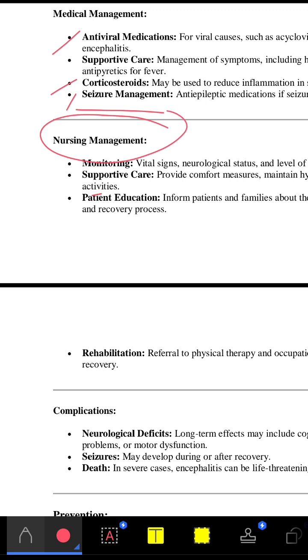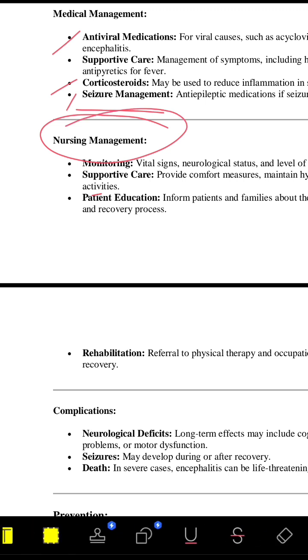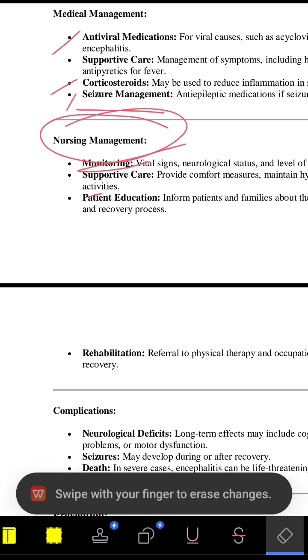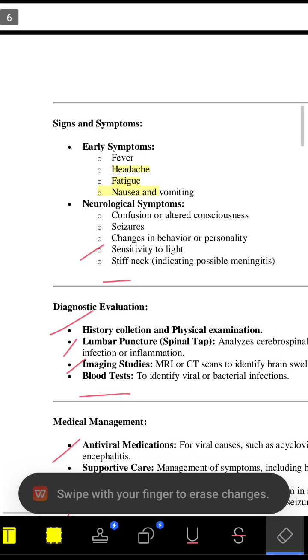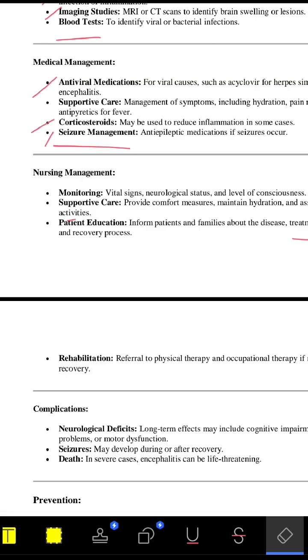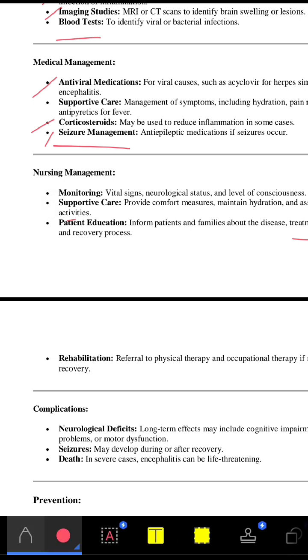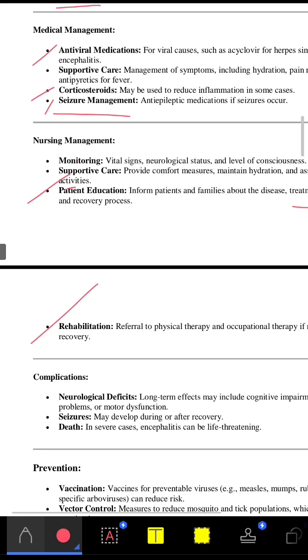Next we'll see the nursing management. In nursing management we have to monitor vital signs, neurological status, and level of consciousness. And next supportive care is required. And next patient education and rehabilitation are required. So these are the medical and nursing management.